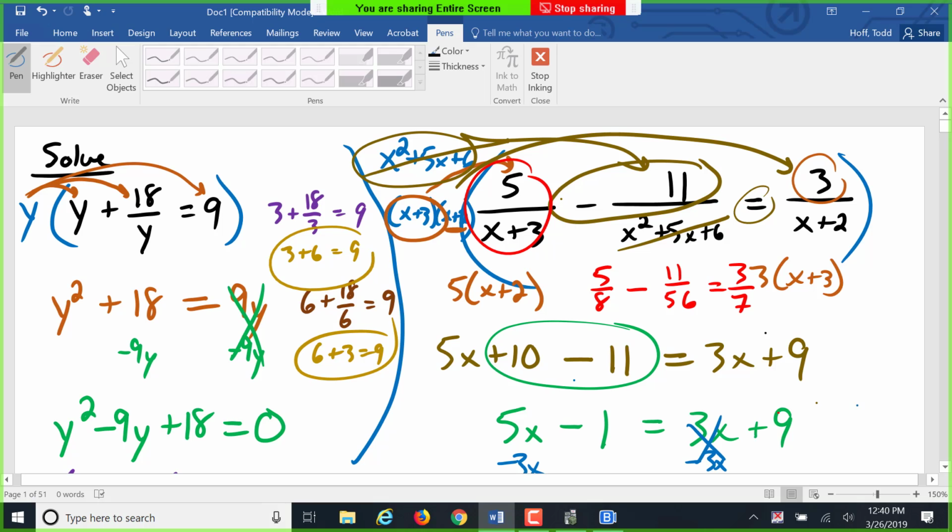The big thing we have to check for is to make sure that when we put it back in, none of our denominators ends up being 0. If it does make either of the denominators 0, then we have trouble.